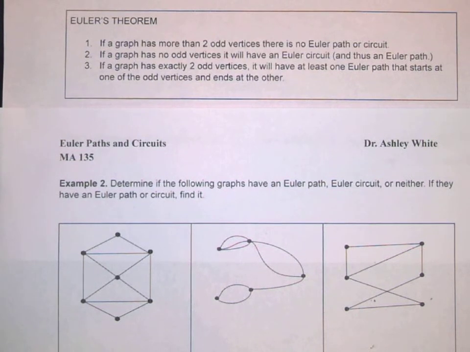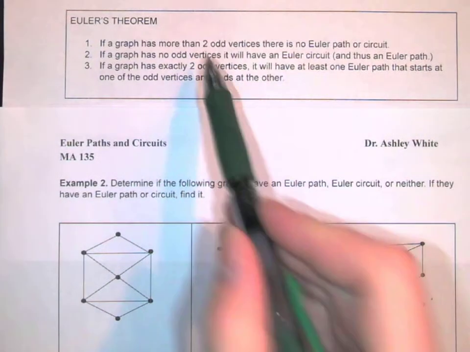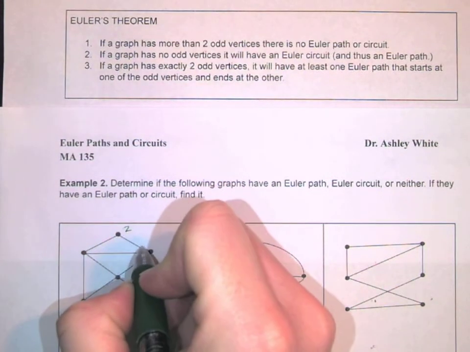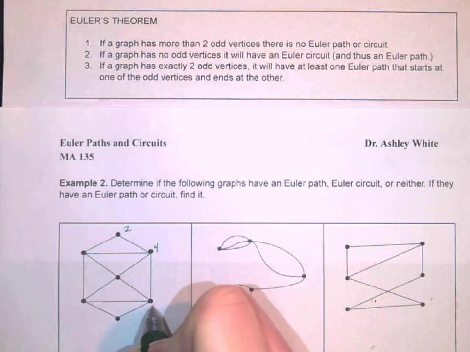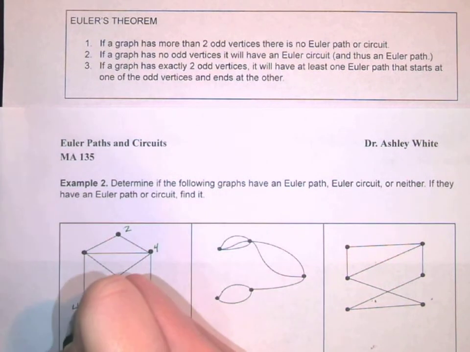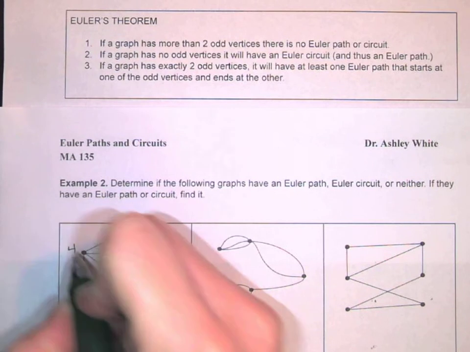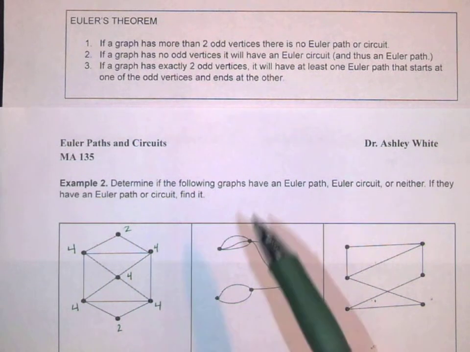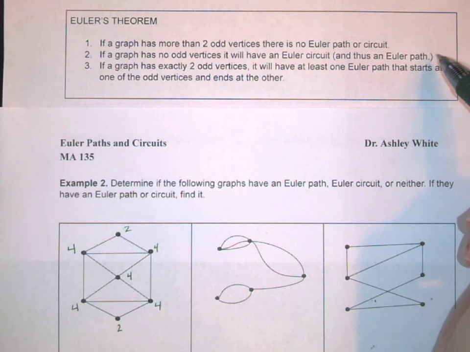Okay, welcome back. So determining if these have Euler paths or Euler circuits, this all hinges on the degrees of the vertices, right? So let's write out the degrees. On the first graph on the left, all of the vertices are even. There's no odd vertices, so we're in case 2 of the theorem, therefore this will have an Euler circuit.